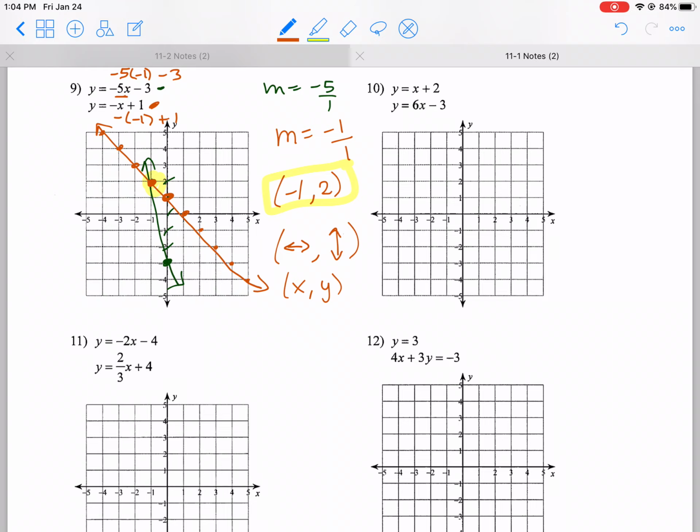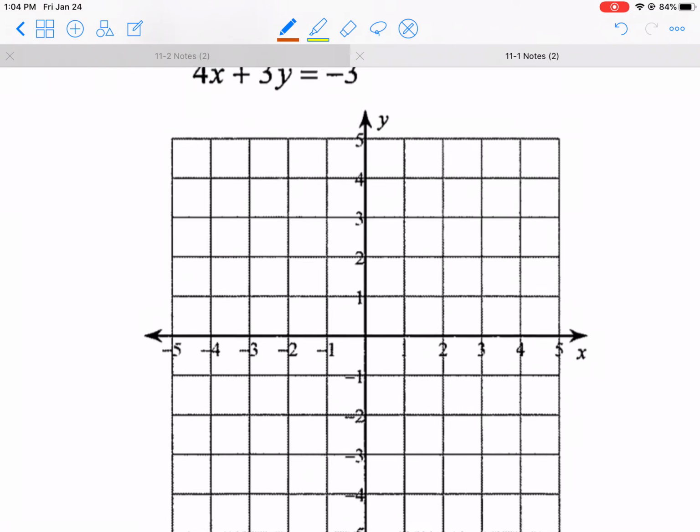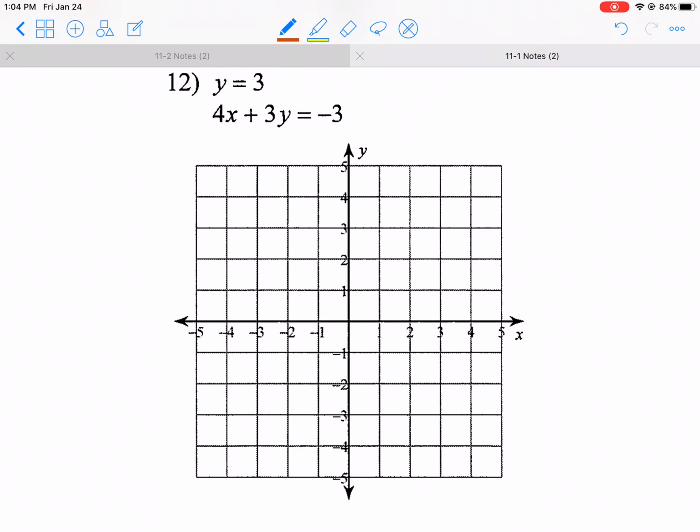There's a few more example problems for you to try that are already in slope-intercept form. Number 12 is a little bit unique because we have an equation that is y equals 3. So regardless of whatever x value we choose, y is 3. If x is 3, y is still 3. What if x is 0? Y is 3. What if x is -5? Still 3. So we've got a constant line at y equals 3.